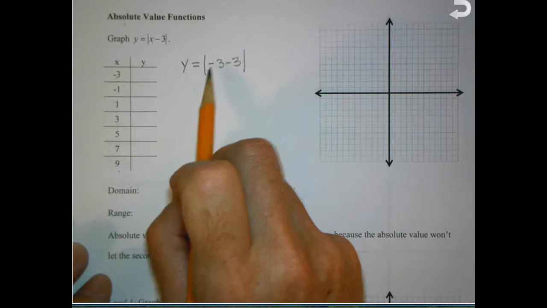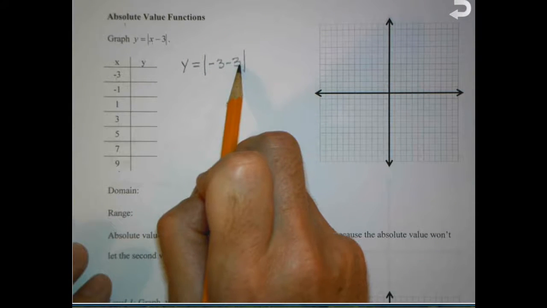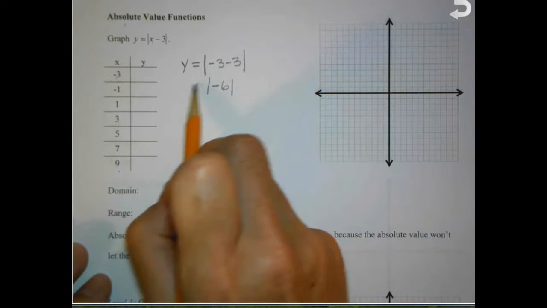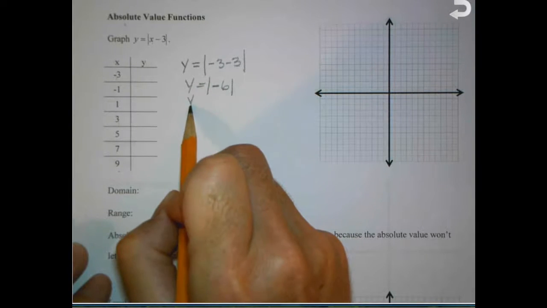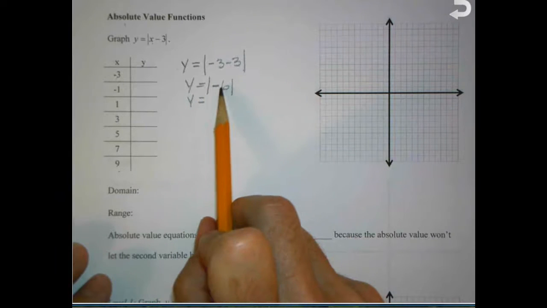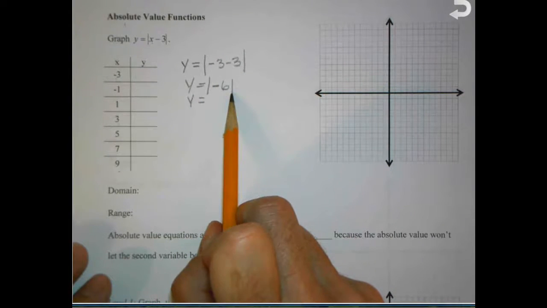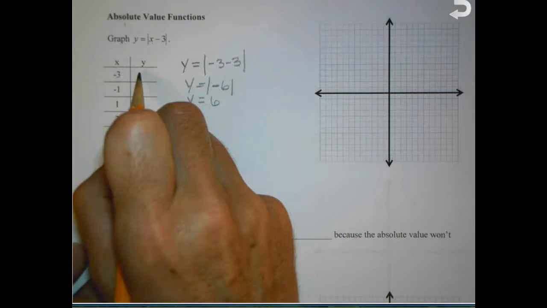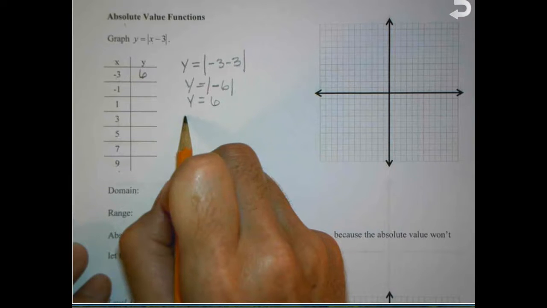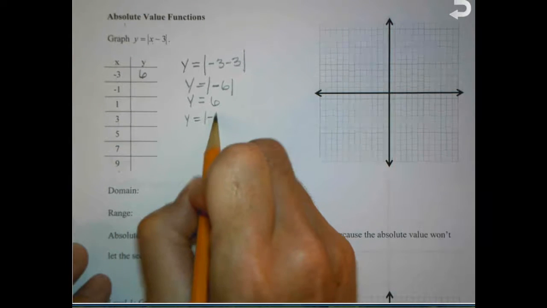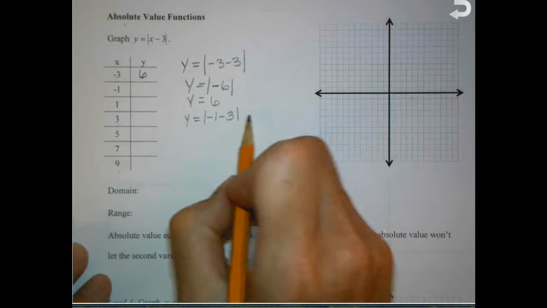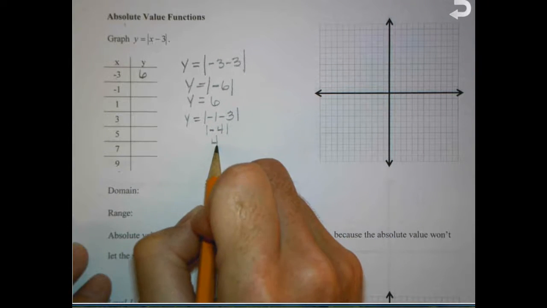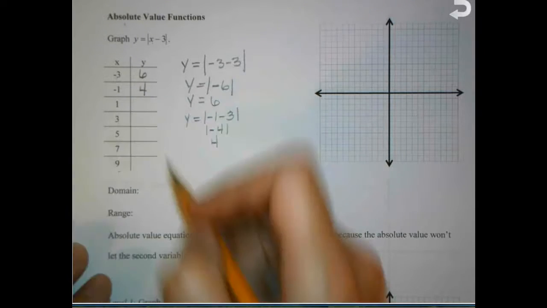So if I follow that, I will add -3 minus 3, and that gives me a -6, still in the absolute value bars, equals y. And then when I actually take the absolute value, I have a single number here now, so I can take the absolute value. The absolute value of -6 is a +6, so that will go here. Then for the next one, y equals -1 minus 3. That's going to give me the absolute value of -4. And then when I take the absolute value, it changes it to a +4.